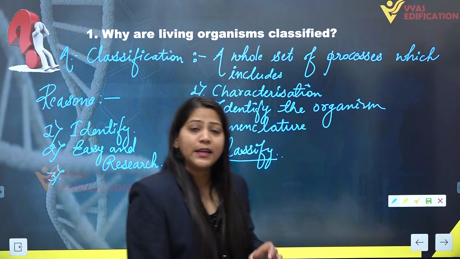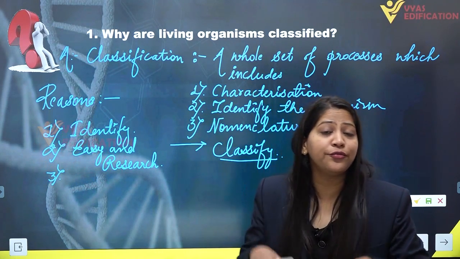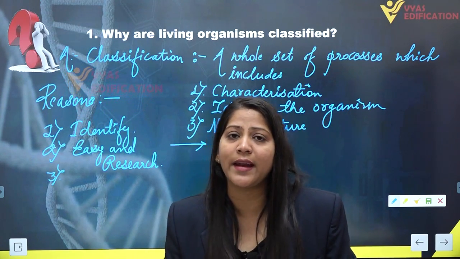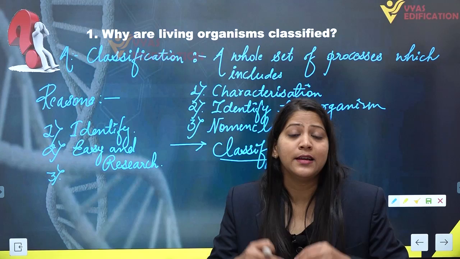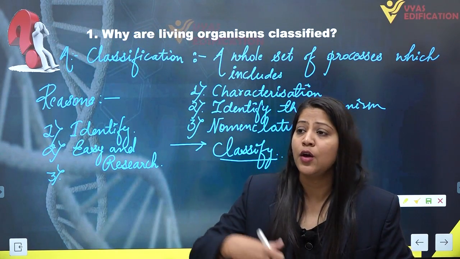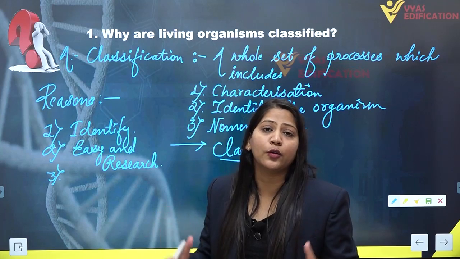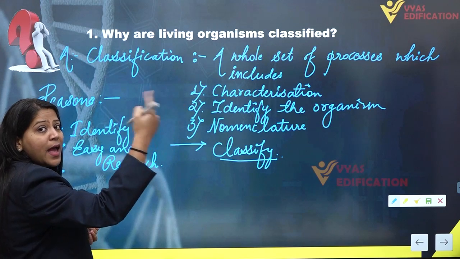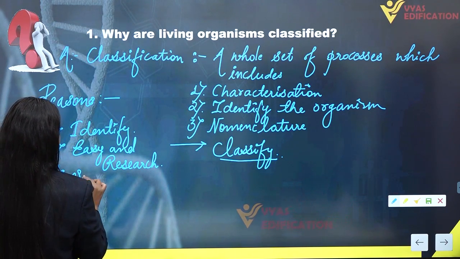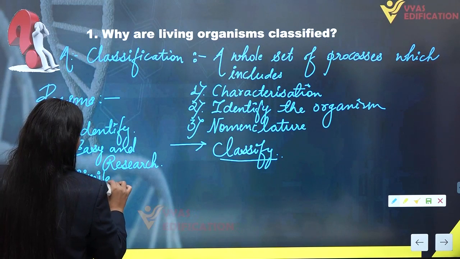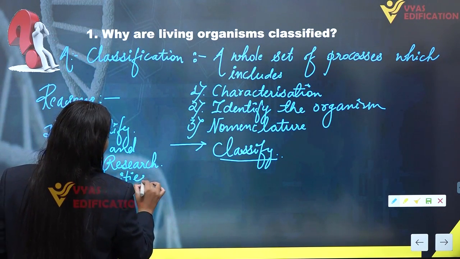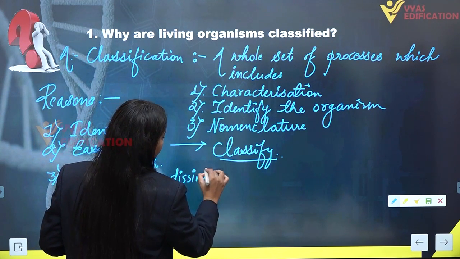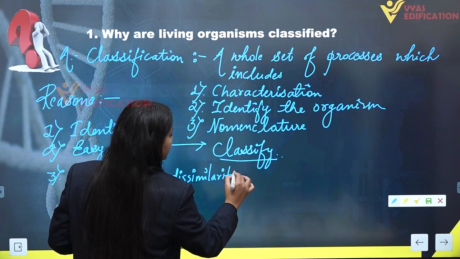Then the third one is, when we classify any organism into different categories, we find some similarities as well as dissimilarities among the organisms, as well as with other organisms in the particular group. So the third thing is, the classification system helps to identify the similarities and dissimilarities. This is the reason.